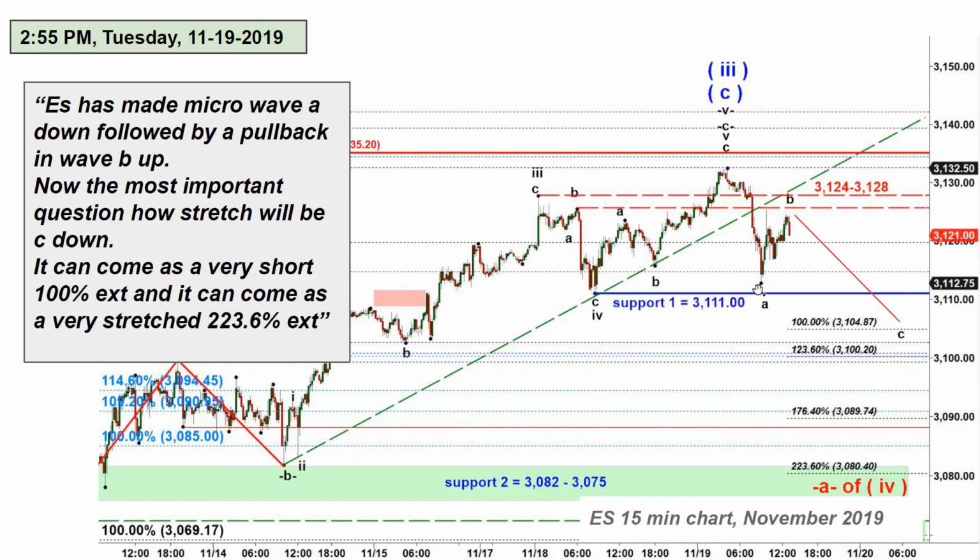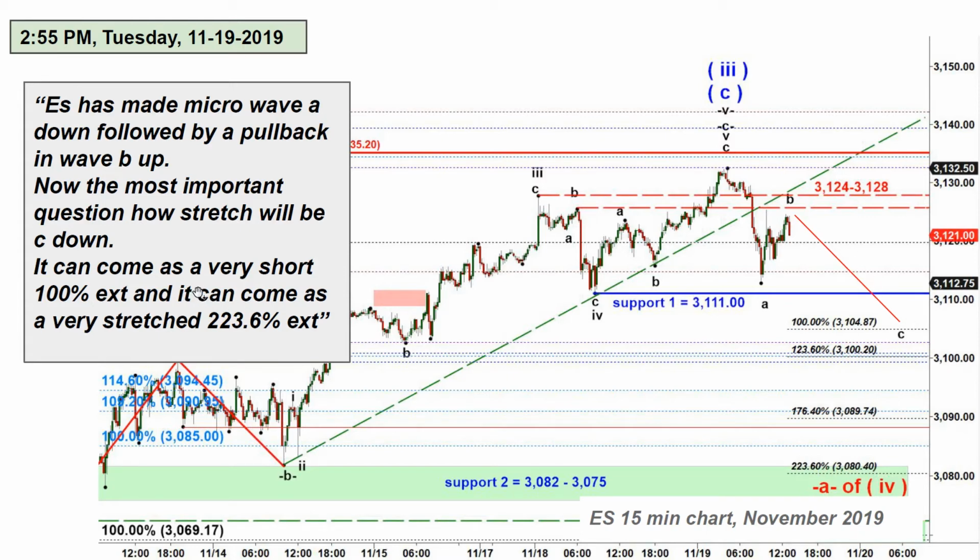Price went up in a micro A up, B down, C up fractal, and it tagged the lower resistance line, and it prepared to dive from here. This is what I wrote to my subscribers. ES has made microwave A down, this one, followed by a pullback in wave B up. This is B up. Now the most important question: how stretched will C down be? You see, I'm expecting C down here.